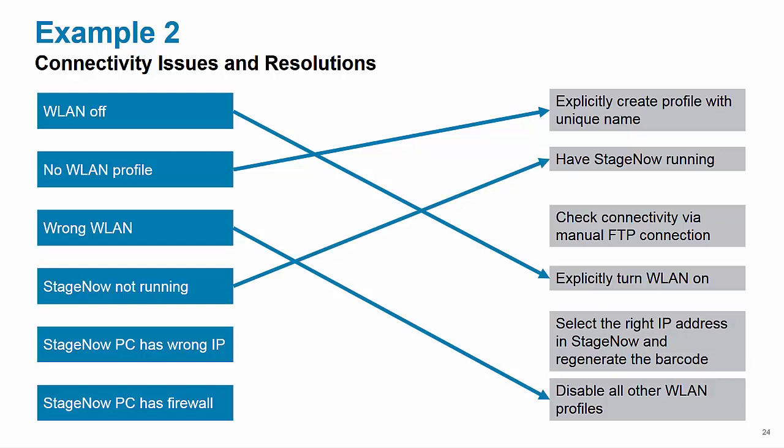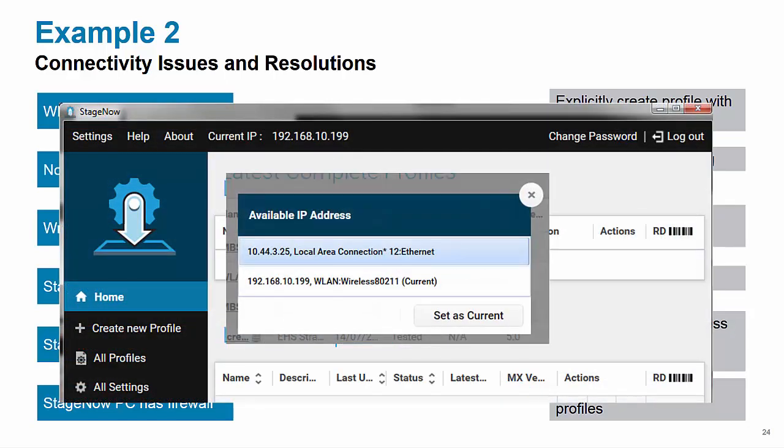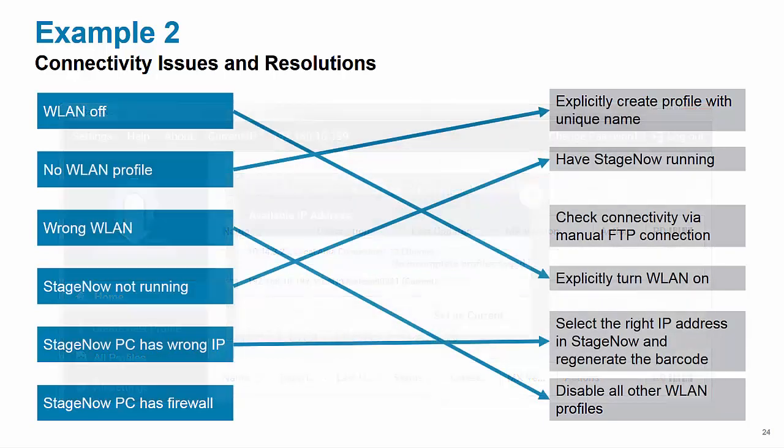5. But what if it has the wrong IP? Is this avoidable? It is not, at least not as of StageNow 2.3. You will have to ensure you're using the right IP address and regenerate the barcode. Remember that the IP address is hard-coded in the barcode. Finally, if you suspect firewall, just check the connection manually.